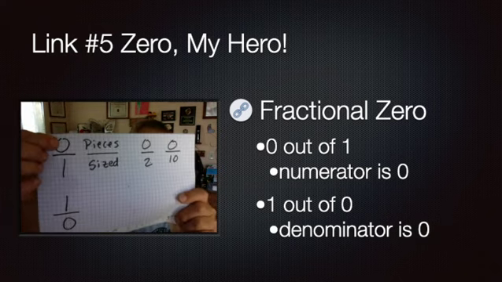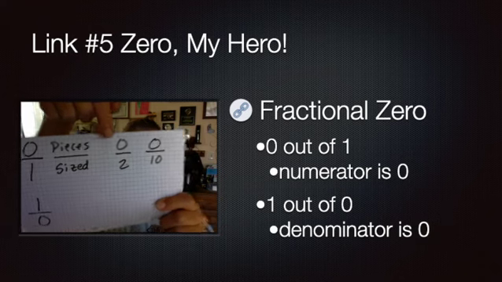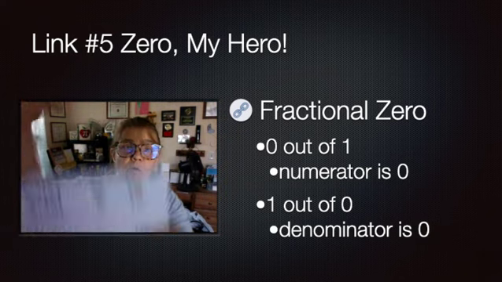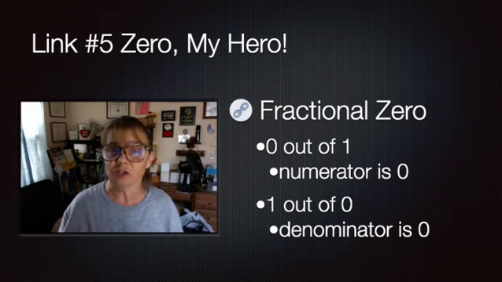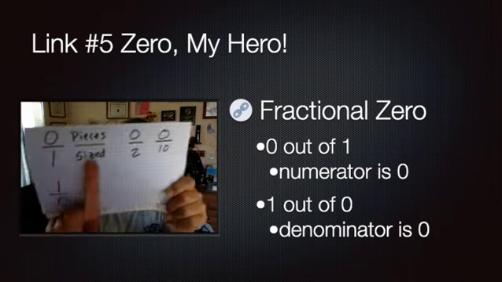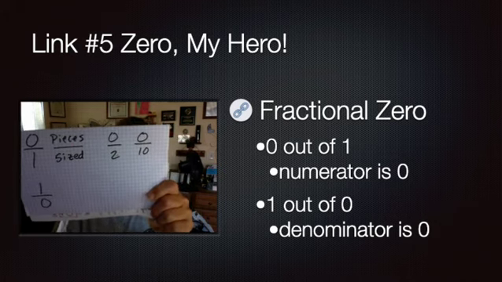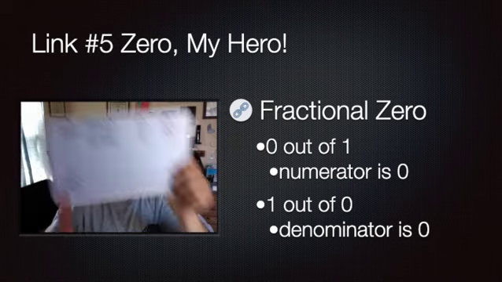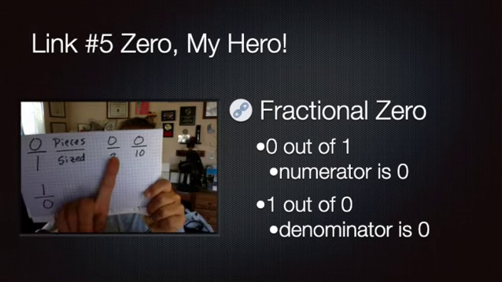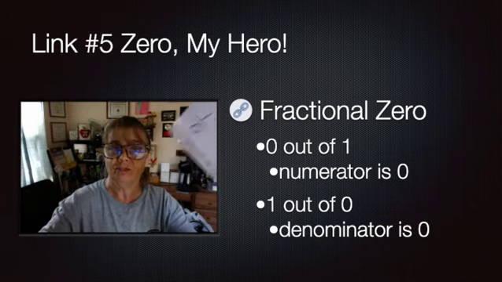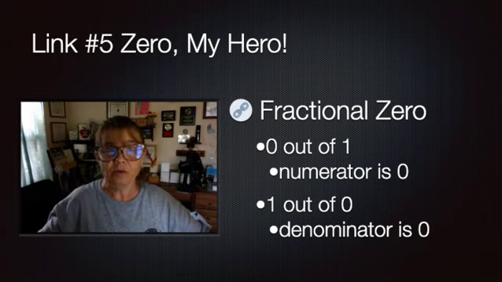So if I have 0 size 1s, well, I have 0. If I have 0 size 2s, I have 0. And if I have 0 size 10s, I have 0. All 3 of those fractions are actually equivalent because you have 0 pieces out of this many that makes a whole. So if only 1 piece makes the whole, I have 0 pieces. If it takes 2 to make the whole and I have 0 of them, then I have 0. If it takes 10 pieces to make the whole and I have 0 pieces, then I have 0.